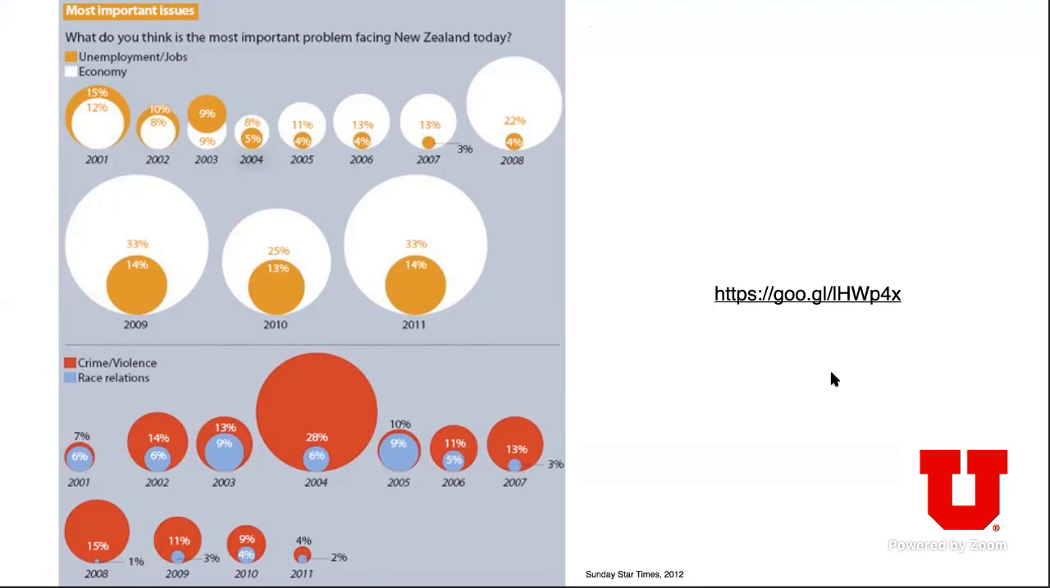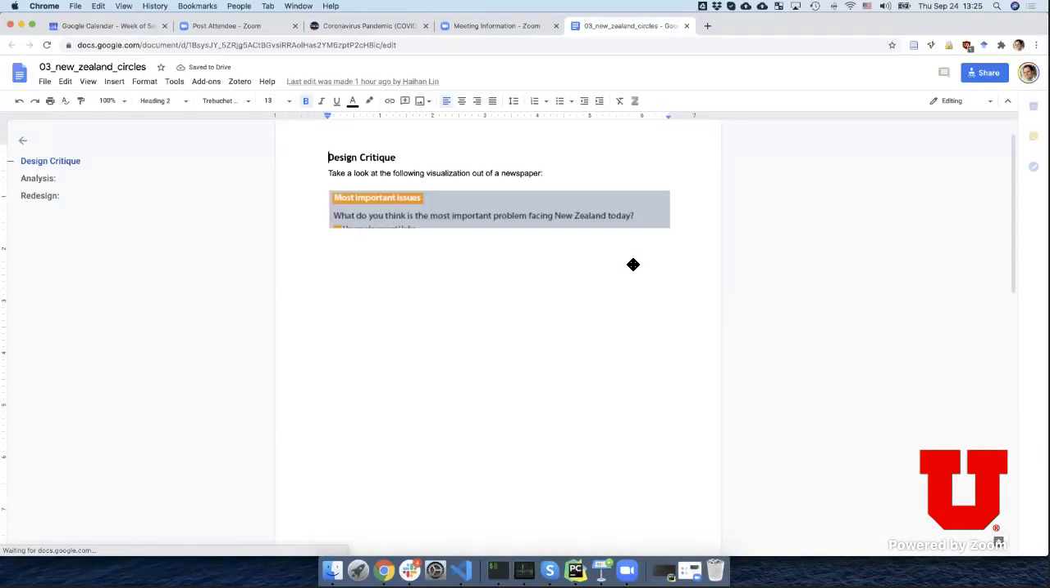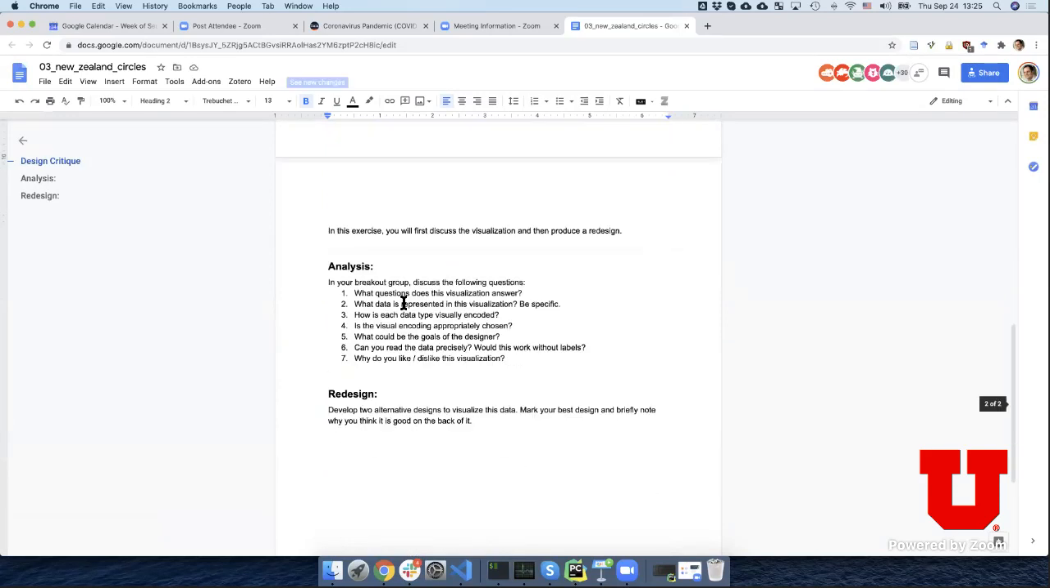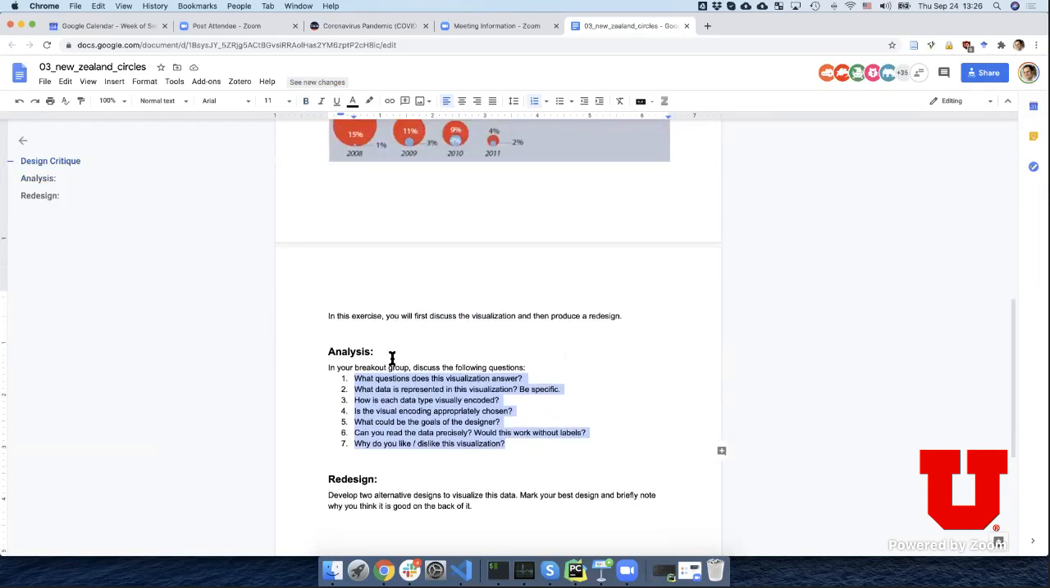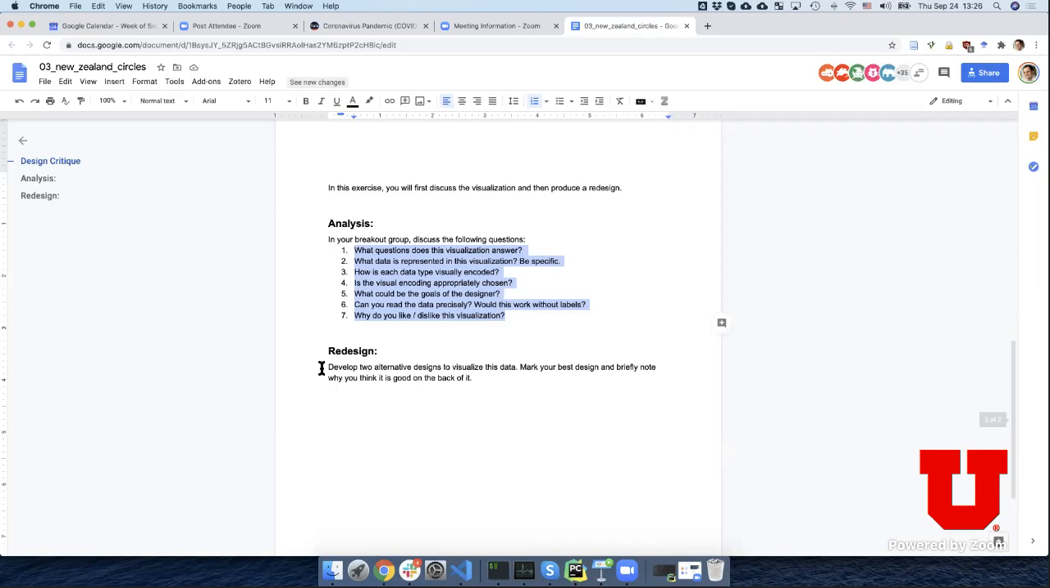What I would like you to do is, in your breakout room, look through the instructions here and first discuss the chart. Here are some leading questions that can lead you in the right way, but you should also think about others. Then I would like you to redesign two alternatives, mark your best design, and briefly note why you think it is good on the back of it if you want to submit this for your homework. I'll start the breakout groups now. I'll keep them open for 7 to 10 minutes, and then we'll come back to class and discuss that together.